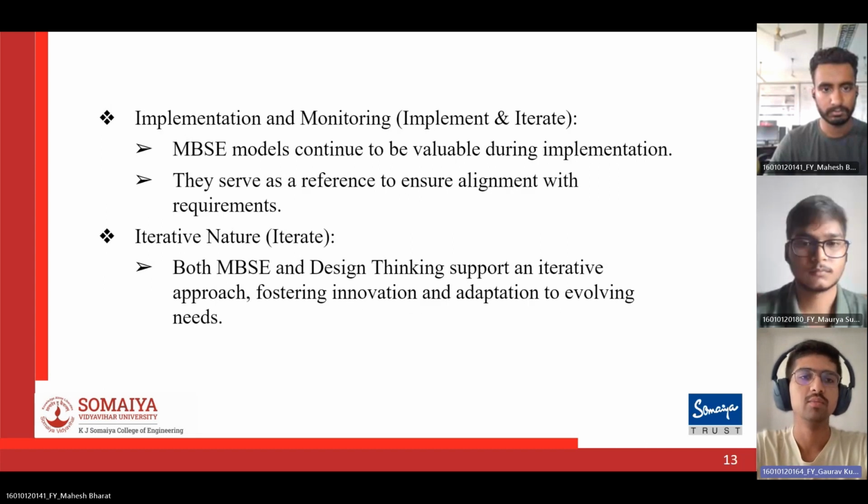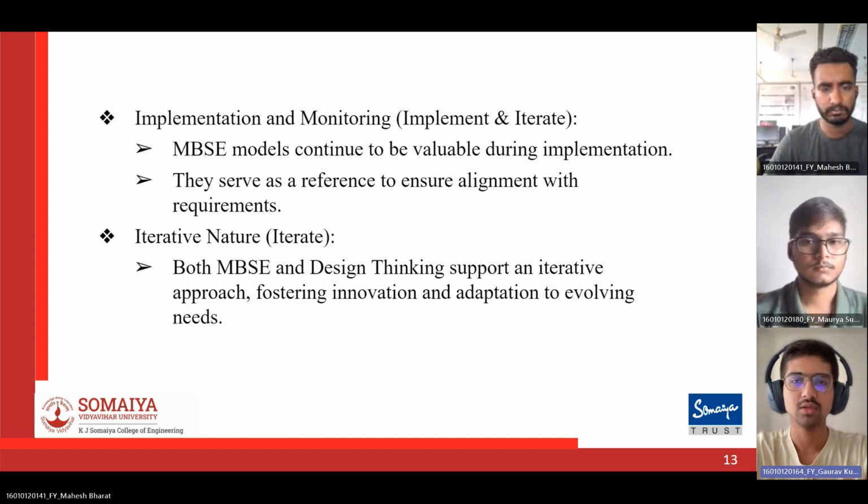Moving on to the next slide, we will be seeing the implementation and monitoring. Design thinking finalizes solutions based on user feedback and real-world data. MBSE models remain valuable during implementation, serving as a reference to ensure alignment with specific requirements. Next is the iterative nature. Design thinking is inherently iterative, refining solutions based on feedback. MBSE supports iterative development by refining models, ensuring alignment with evolving needs and goals.